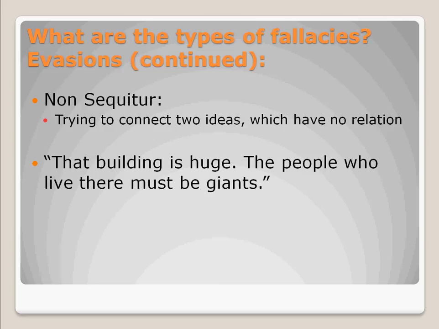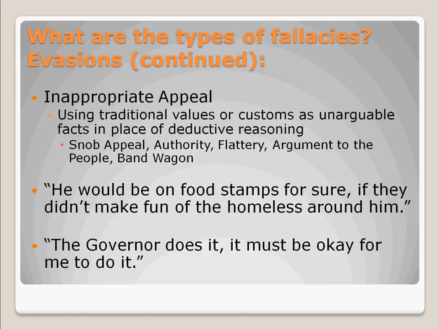Non sequitur. Well, this one is actually sort of silly, and this form is actually equivocation. The building is huge, and the people who live there must be giants. Well, that's not necessarily true at all, and in fact, they're probably not any bigger than normal people. In fact, maybe the way you defeat this argument is just by pointing out, well, yeah, the building's huge, but maybe there is a whole bunch of apartments inside of it.